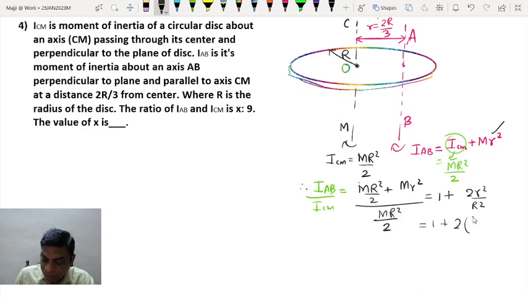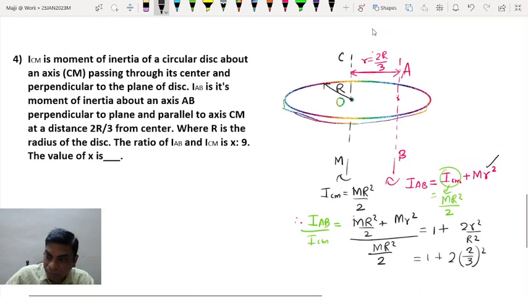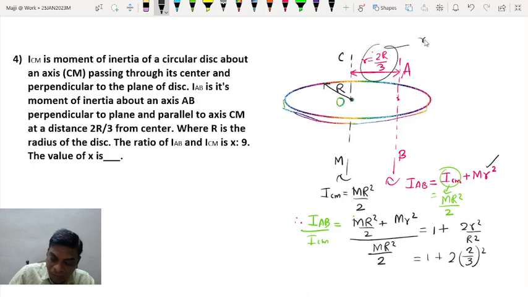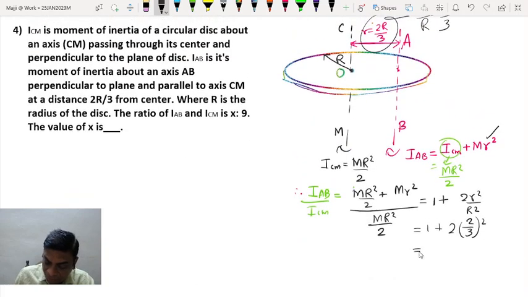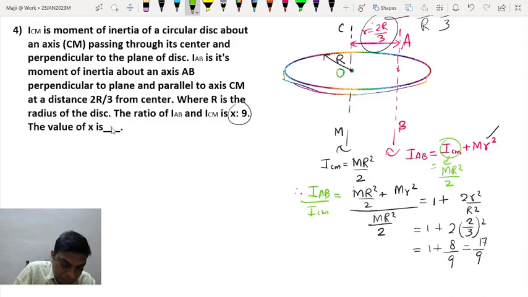Small r by capital R will be 2 by 3, as you can see from here. So finally, you have 1 plus 8 by 9, that is 17 by 9. So x is 17.